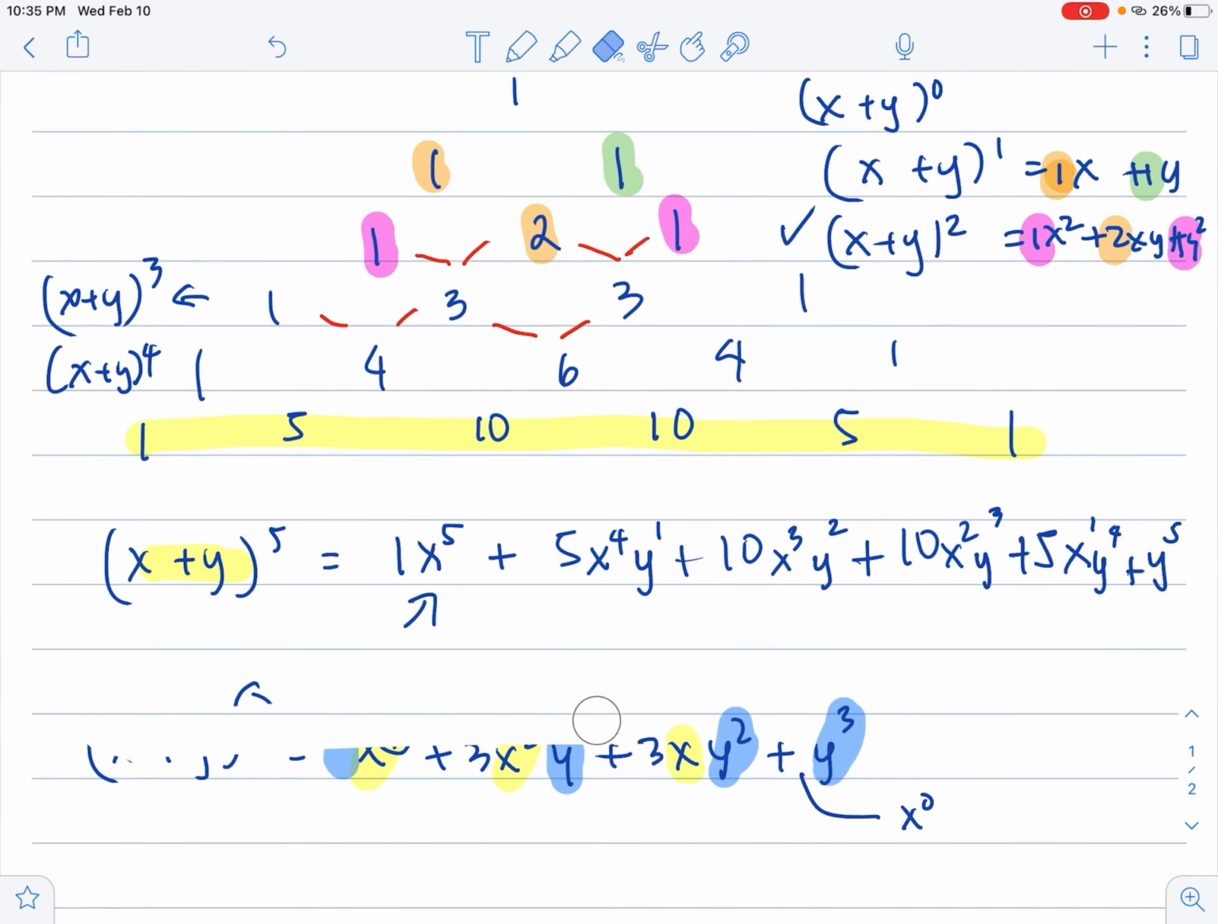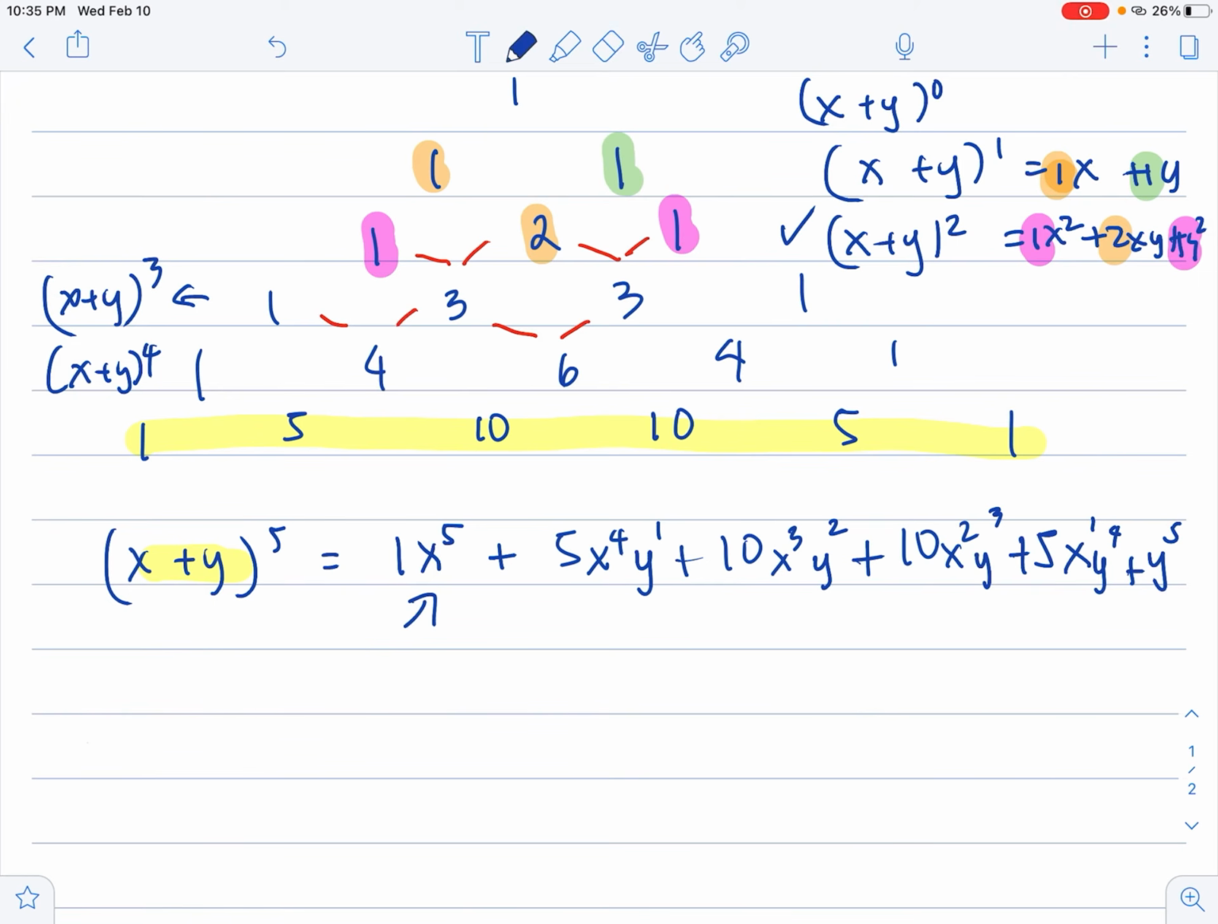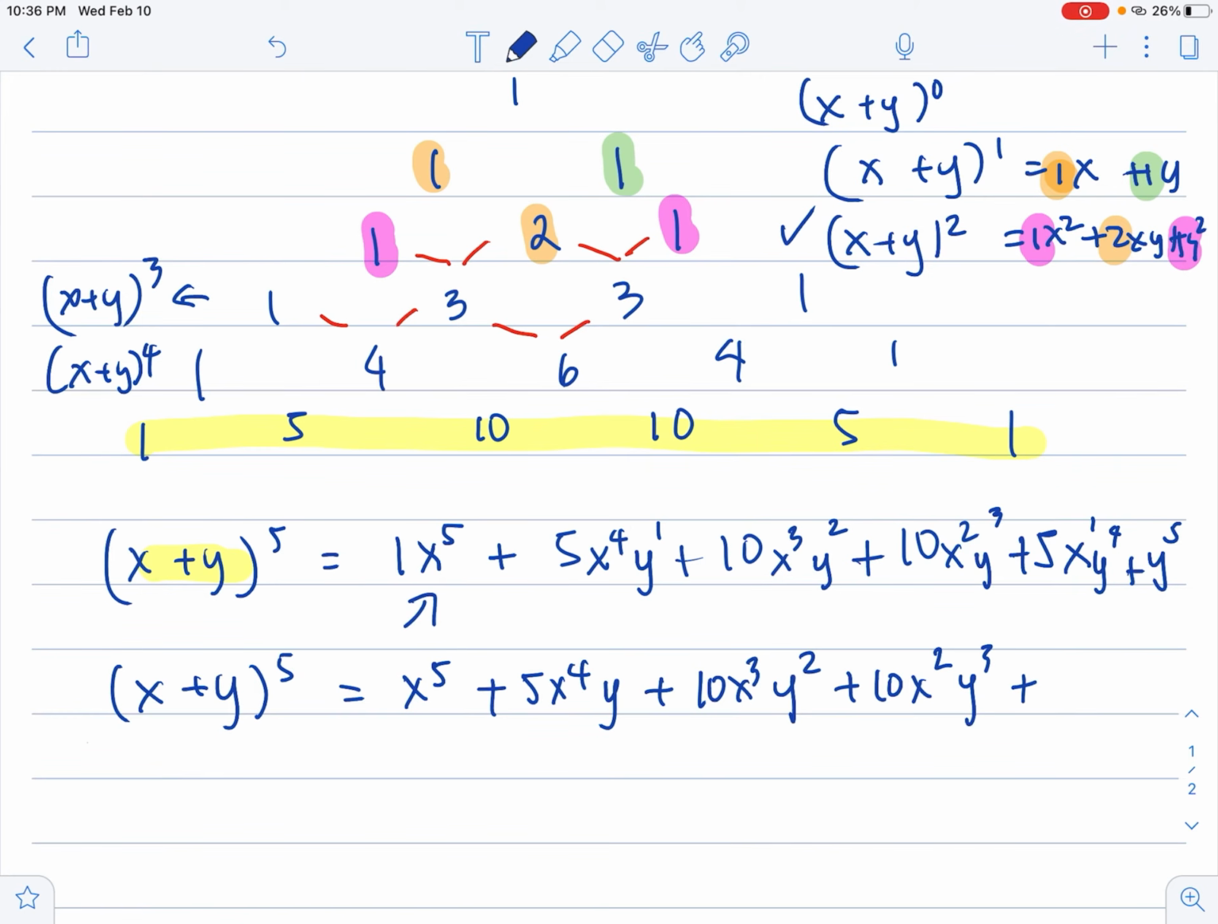Okay? So, simplifying, we have (x + y) to the fifth is equal to x to the fifth plus 5x to the fourth y. Ang y to the first power ay y lang yan. Plus 10x cubed y squared plus 10x squared y cubed plus 5x to the first power times y to the fourth. Xy to the fourth lang yan. Plus y to the fifth.